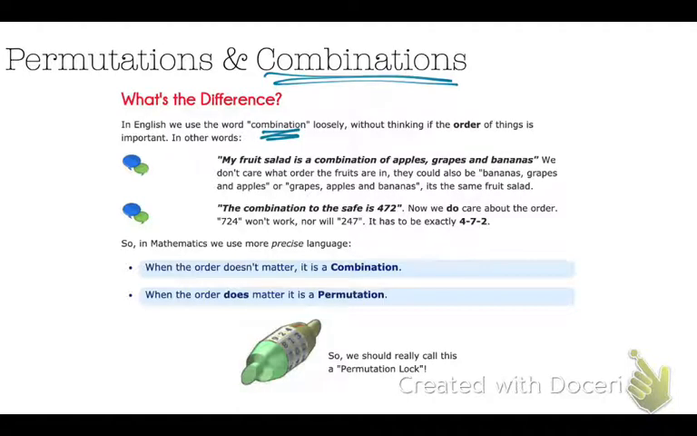My fruit salad is a combination of apples, grapes, and bananas. We don't care what order they are in. They could be bananas, grapes, and apples, or grapes, apples, and bananas. It's the same thing. It's the same fruit salad, right?